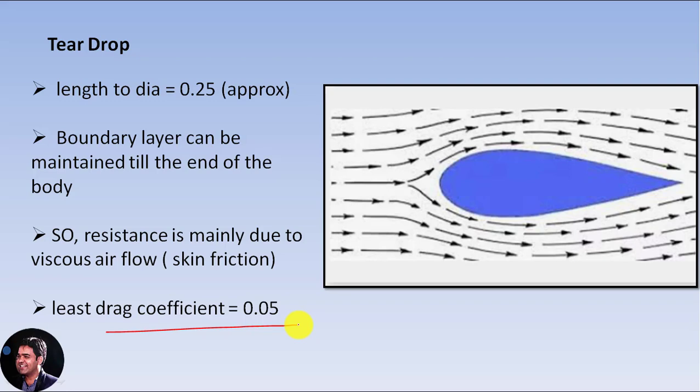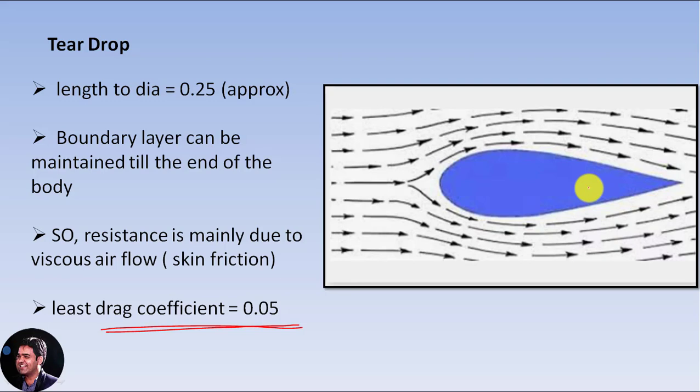teardrop shape has the least drag coefficient and the value is approximately 0.05. This is because when a teardrop shape is placed in the moving airstream, as shown in this figure, the boundary layer produced by the air clings to the profile and follows the profile up to the end. This is the reason why this teardrop shape has to face the least air resistance.